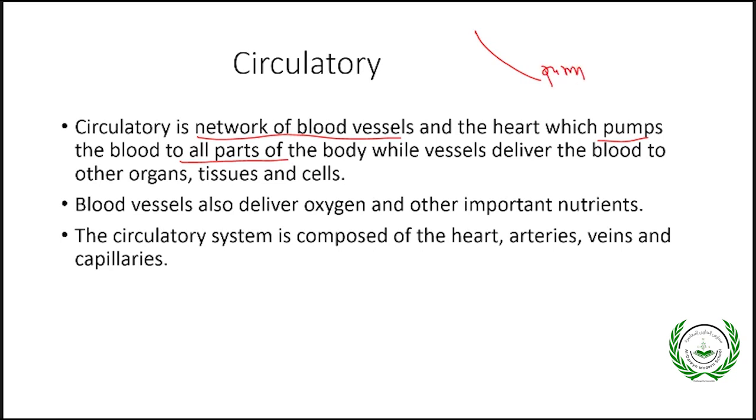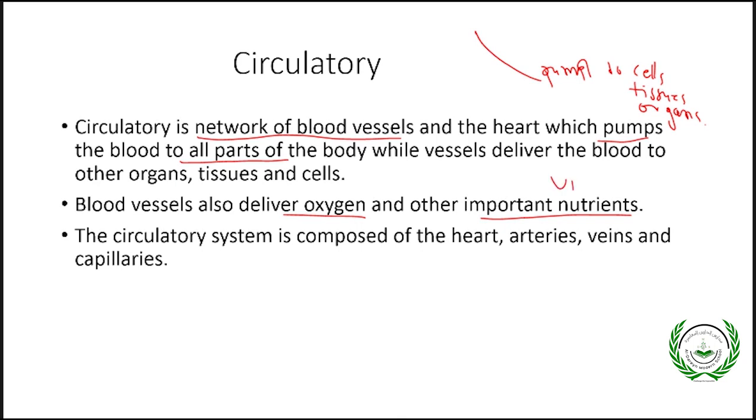Blood vessels also deliver oxygen and other important nutrients. These might include vitamins and digested food, like amino acids, glucose, and so on. The circulatory system is composed of, as we said earlier, the heart, arteries, veins, and capillaries. Our topic today is the differences between the arteries, veins, and capillaries, as well as their functions.